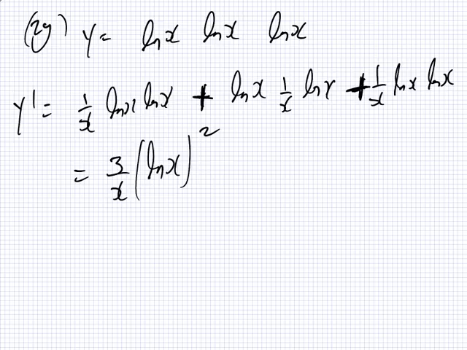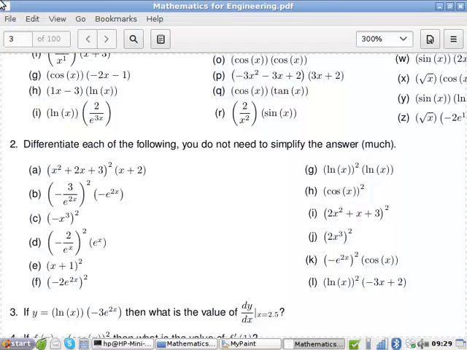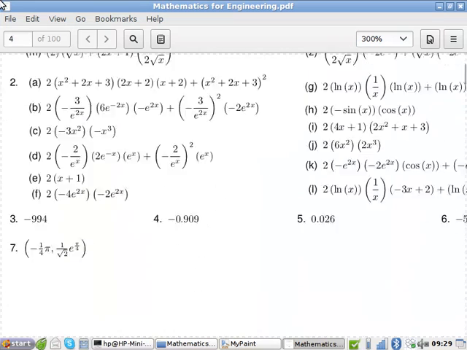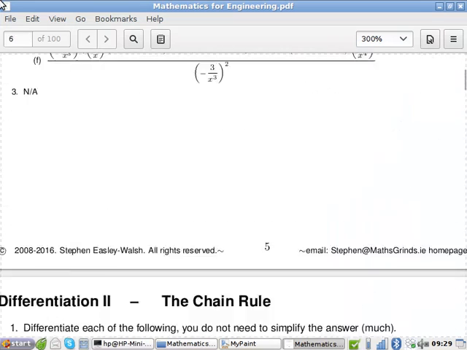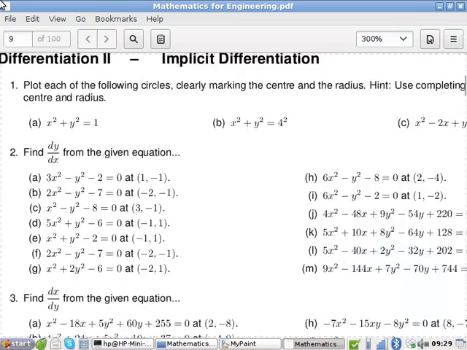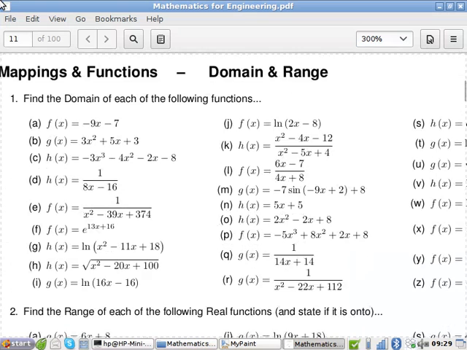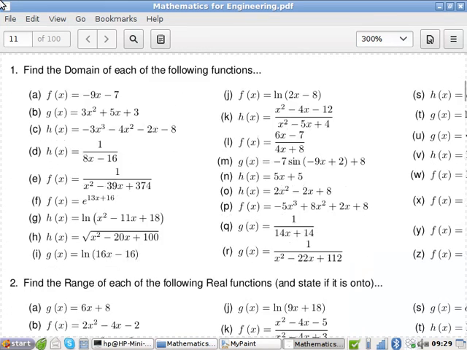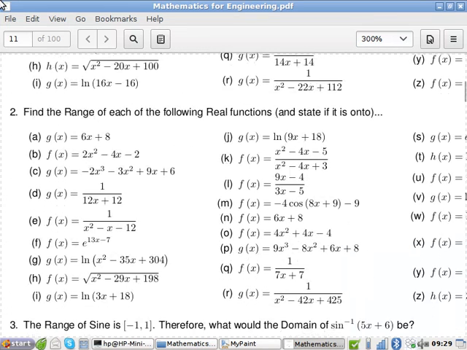Yes? Any other questions? The domain and range. Yes, question 2R. Domain and range. Is this the one I think it is? I hope so. 2R. No, it's not the one I was hoping for.